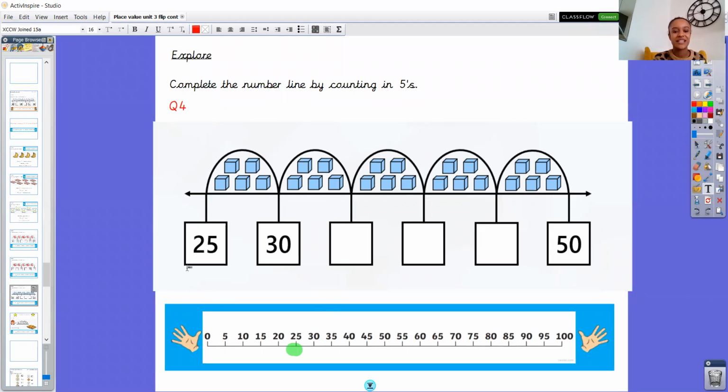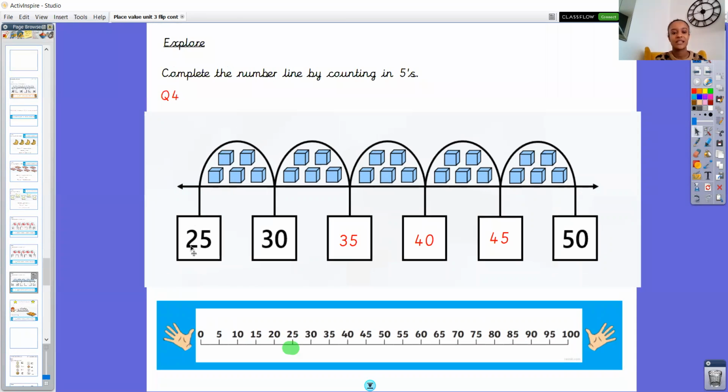Brilliant job, year one, well done. So we've got 25, 30. So our next number is 35. Then 5 more than 35 is 40. And again, we're still going. 5 more than 40 is 45. Fantastic. Let's do that together, saying them from 25. So we've got 25, 30, 35, 40, 45, 50.